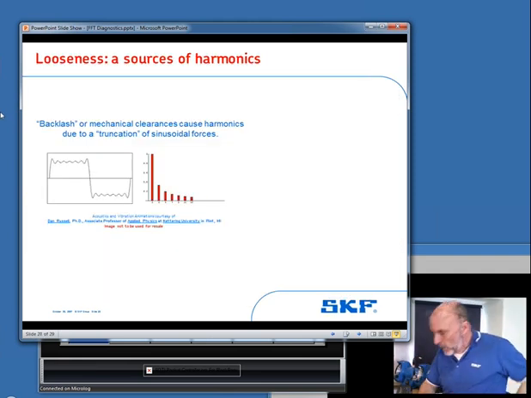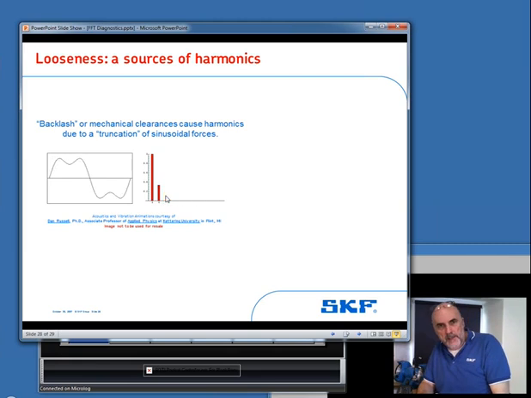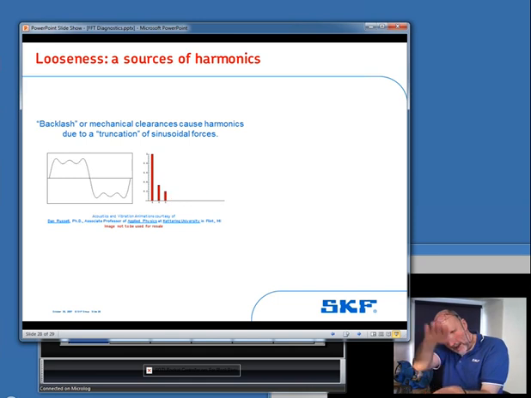The spectrum, what are we looking for in the spectrum? There are two things that are going to happen to the spectrum. One of the first things is you're going to see lots of harmonics, 2 times or 3 times, and so on. The reason for that is that you're getting metal-to-metal contact. Normally, for good motion, you're getting sinusoidal motion, but when you're getting metal-to-metal contact, that motion is truncated.